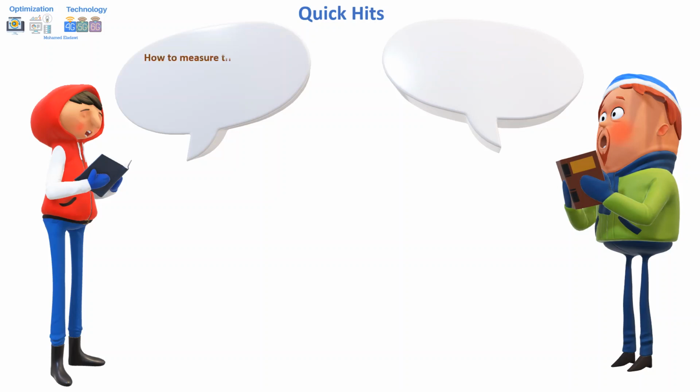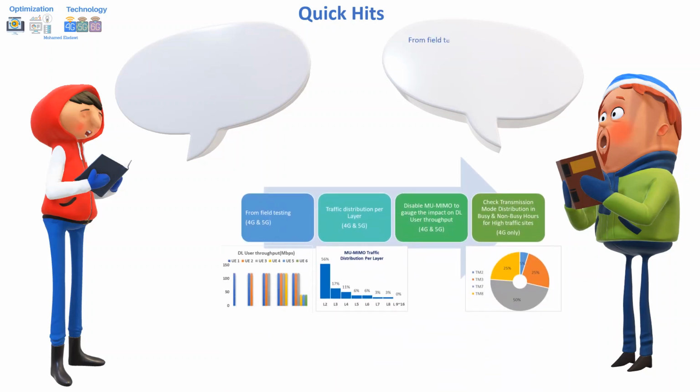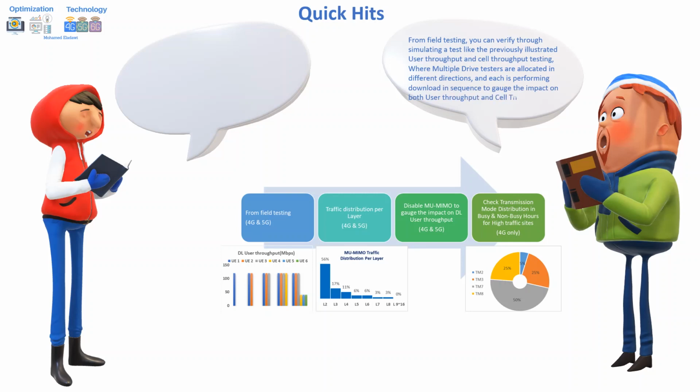How to measure the performance of multi-user MIMO? You need to verify/monitor the performance of multi-user MIMO from both fields and KPIs. From field testing, you can verify through simulating a test like the previously illustrated user throughput and cell throughput testing, where multiple drive testers are allocated in different directions, and each is performing download in sequence to gauge the impact on both user throughput and cell throughput.